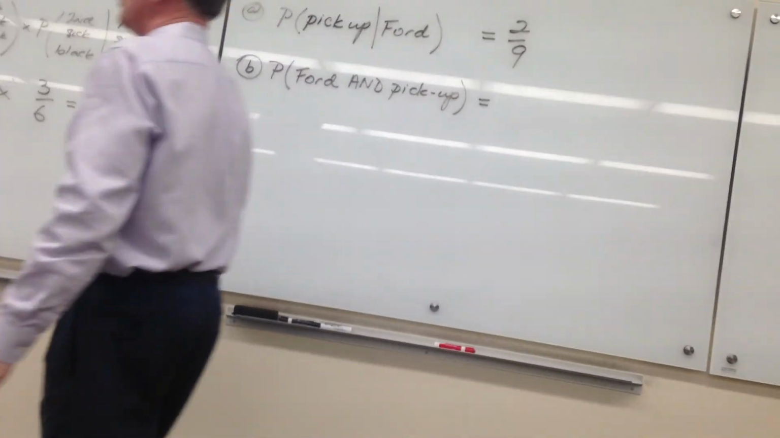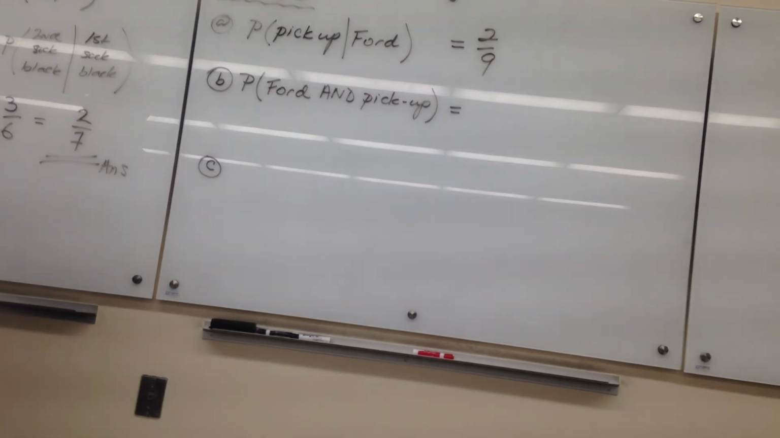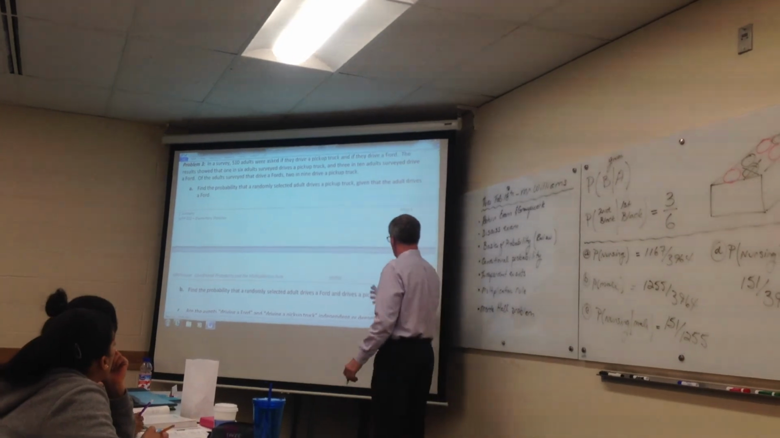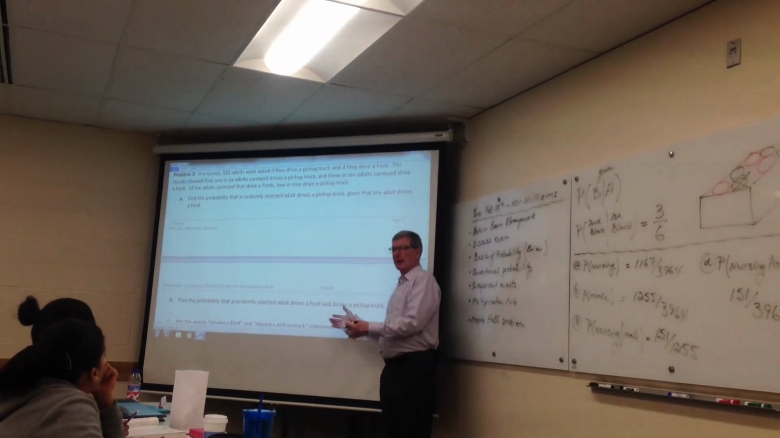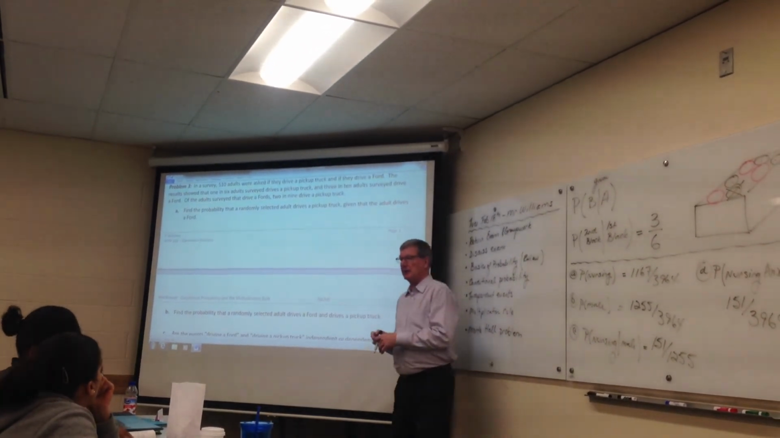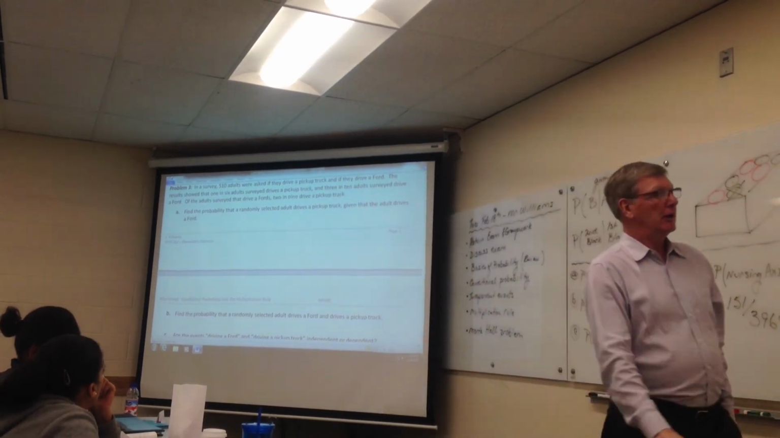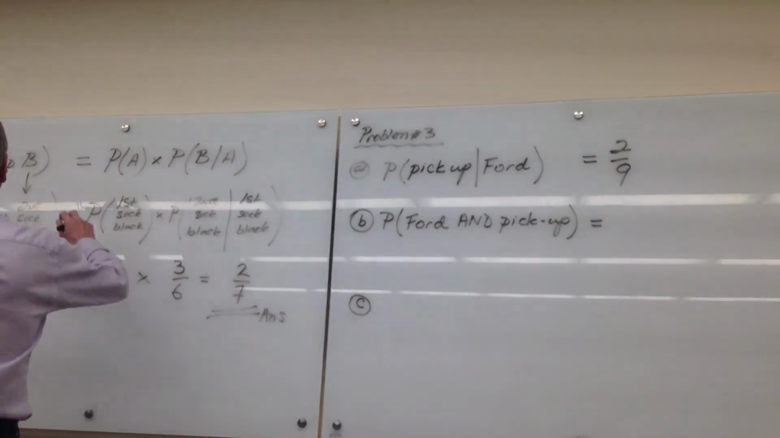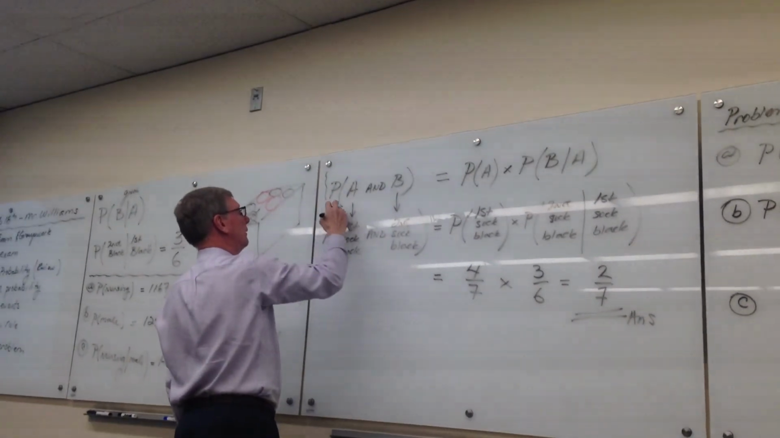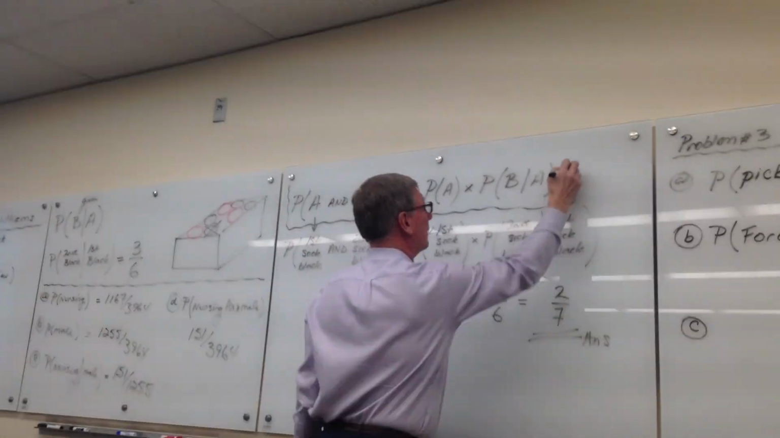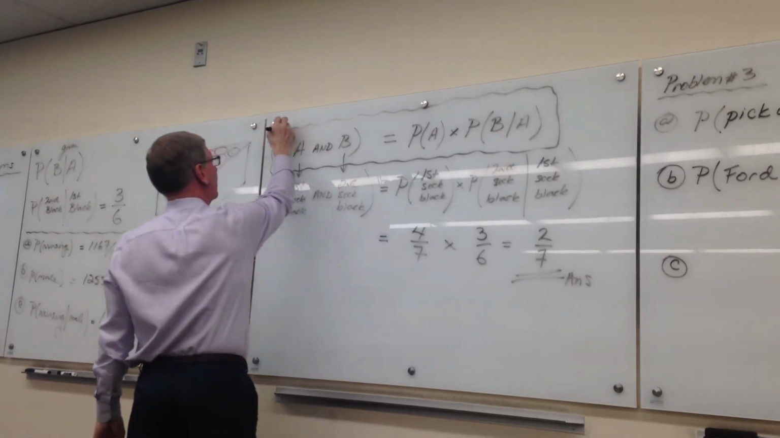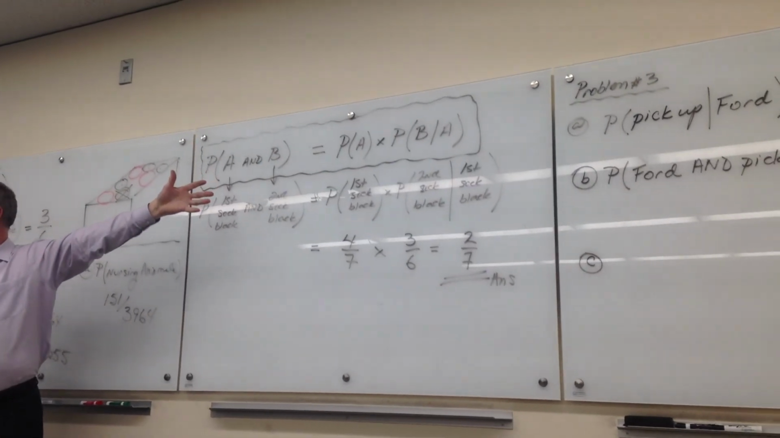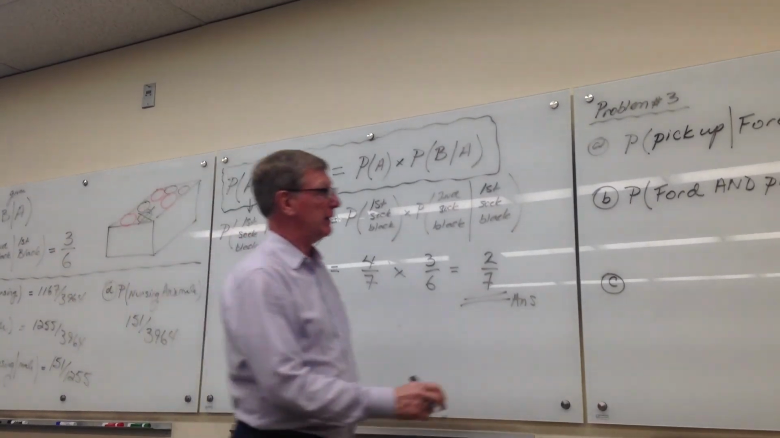All right, how about question B? It says, find the probability that a randomly selected adult drives a Ford and drives a pickup truck. This is like selecting the 2 black socks, A and B. So the probability that the person selected drives a Ford and a pickup truck, well, that's the multiplication rule. You don't want to lose sight of that. So if I use this multiplication rule because I want A and B to both happen, how could I expand it and write it out here?